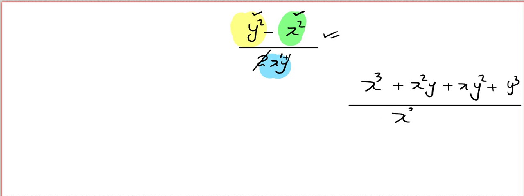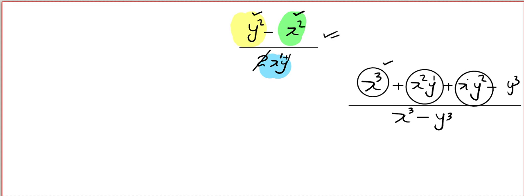I'll give you another example. (x cube plus x square into y plus x into y square plus y cube) divided by (x cube minus y cube). In the numerator, there are four terms. Degree 3, degree is 2 plus 1, that is 3, degree is 1 plus 2, that is 3, and degree is 3. In the denominator also, term by term, the degree is 3. So basically, this is a homogeneous expression in x and y.